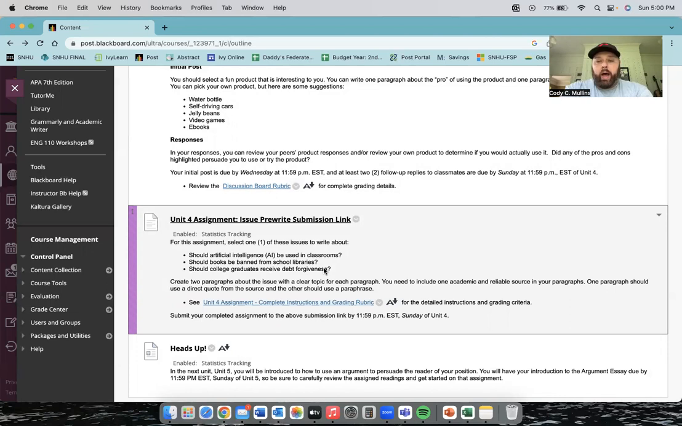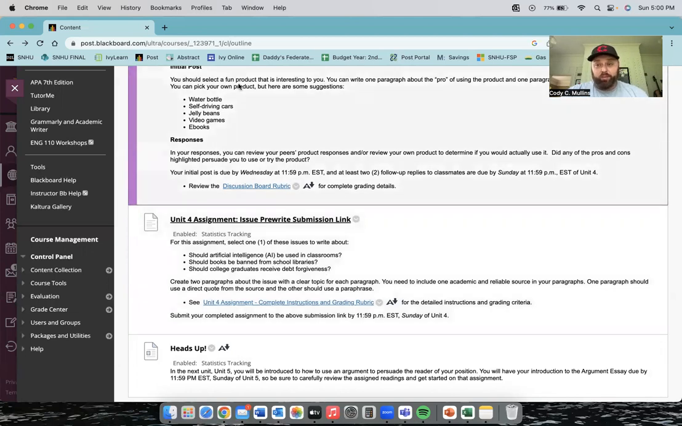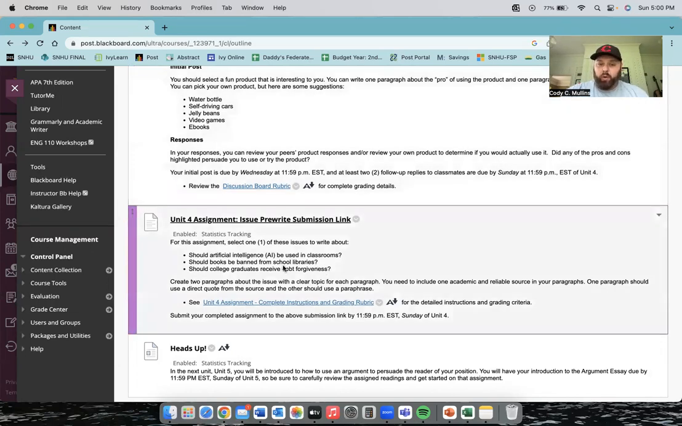And so the key thing is you're going to pick one of these issues, and you have to choose one of these three issues. Unlike the discussion board where you can pick any product, you must choose one of the following issues to write about. Should artificial intelligence or AI be used in classrooms? Should books be banned from school libraries? Or should college graduates receive debt forgiveness? These are 3 big issues that are dominating our society today.